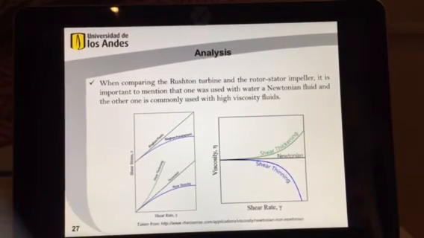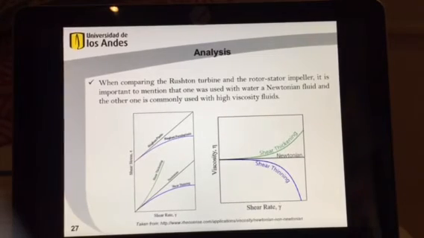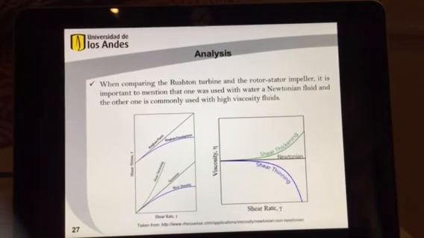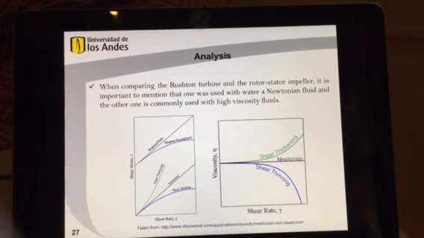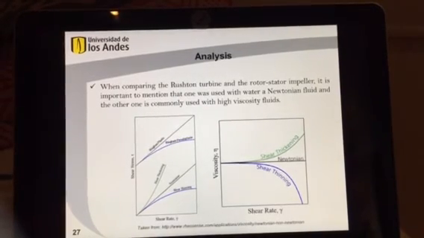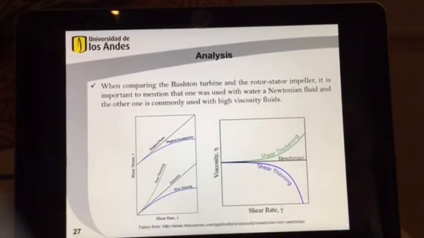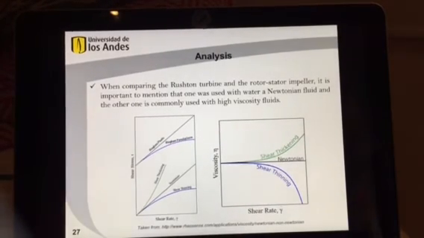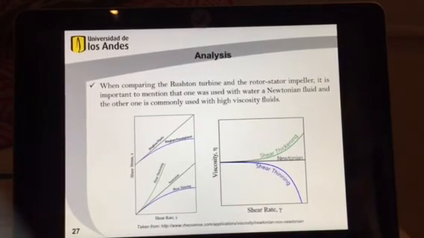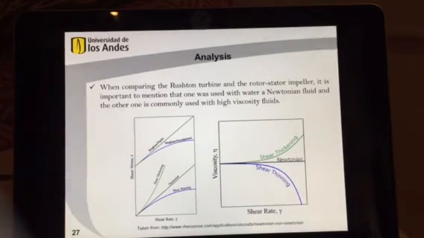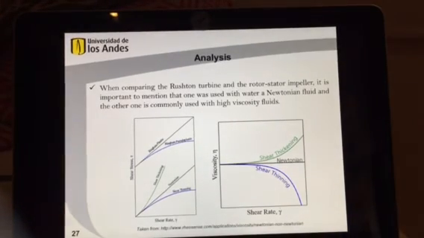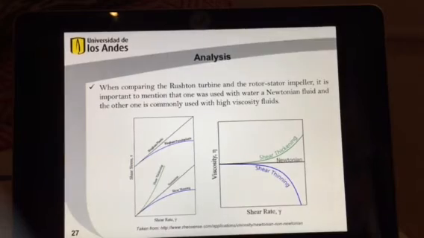Also, in addition to all of the aforementioned, for analyzing the results, it was important to take into account that the design of our impeller was used with water, and the Rushton turbine generally is used with more viscous fluids. As a result of this, the shear stress is smaller in comparison with high viscosity fluids such as oil. Also, power required depends on the resistance offered by the fluid to rotation of the impeller.